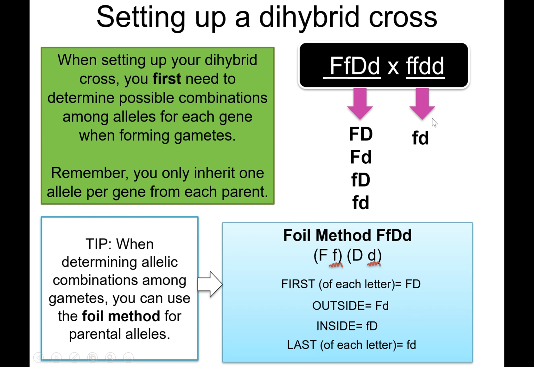Now, the reason I don't have the mother's listed out here is because if I'm working smarter, not harder, and I FOILed the mother's genotype, it would be the same every single time, right? Lowercase f, lowercase d, because those are the only possible gamete combinations that she can pass on.